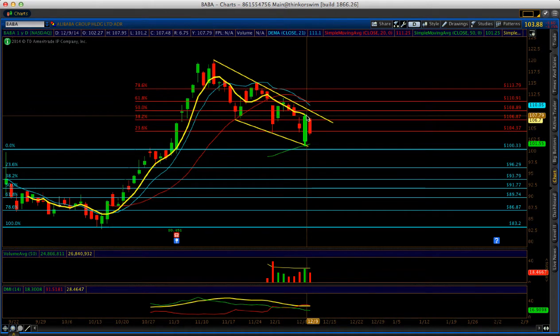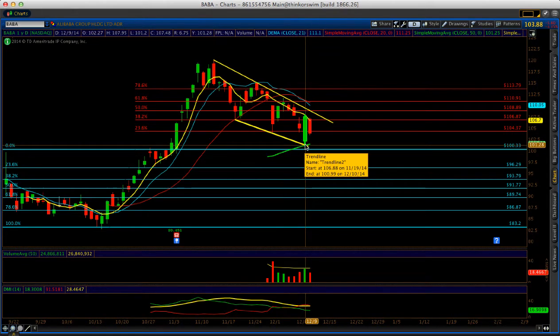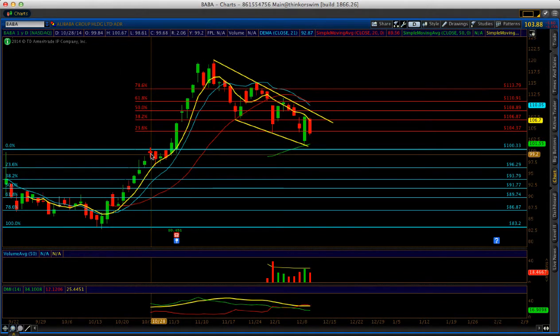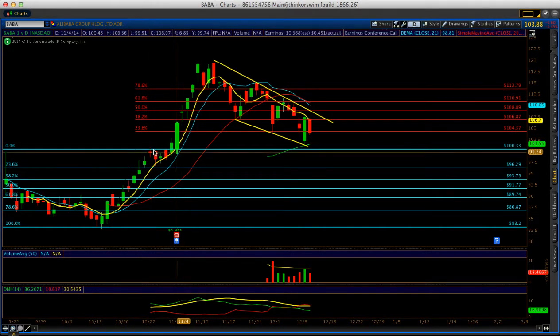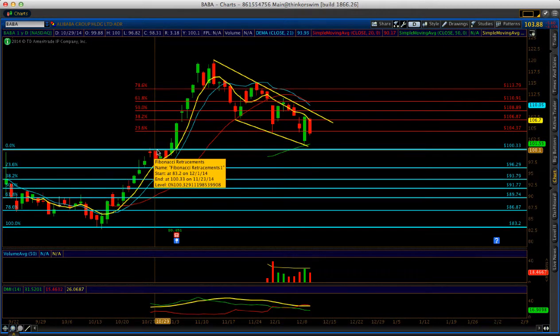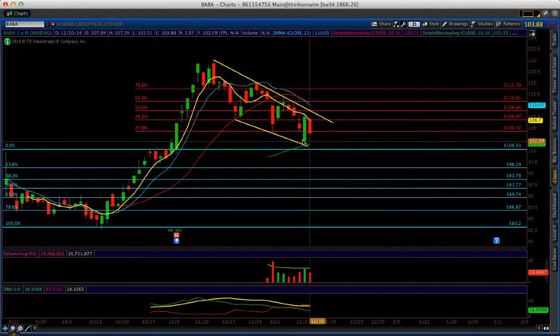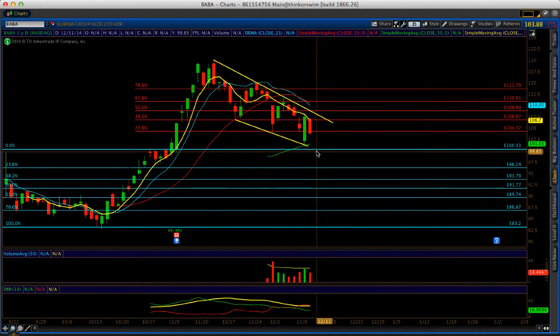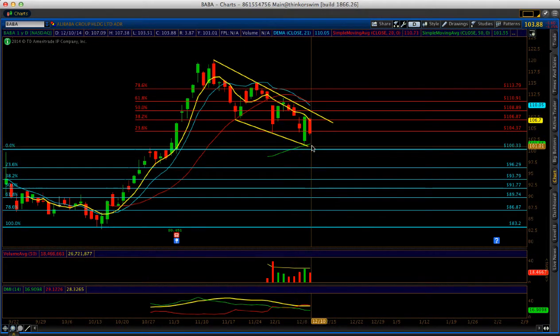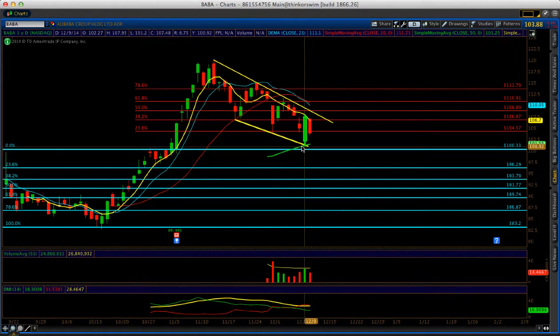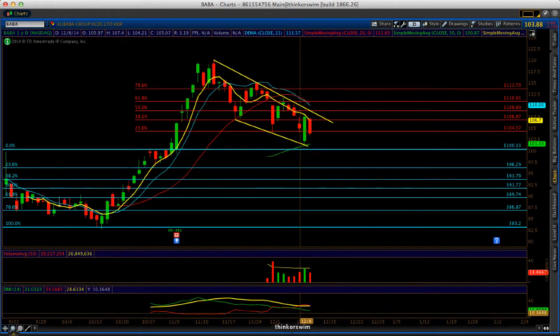Go long at 109. If we break down the 50 simple moving average, then I will say this thing is going to go down. However, back in October, this level right here, this Fibonacci 133, was a lot of support. So there's a lot of support at this area. You have the 50, this Fibonacci, and this downtrend line. So if you can buy at these levels and use the same level as your stop, you can have a good trade at the end of the year with BABA.